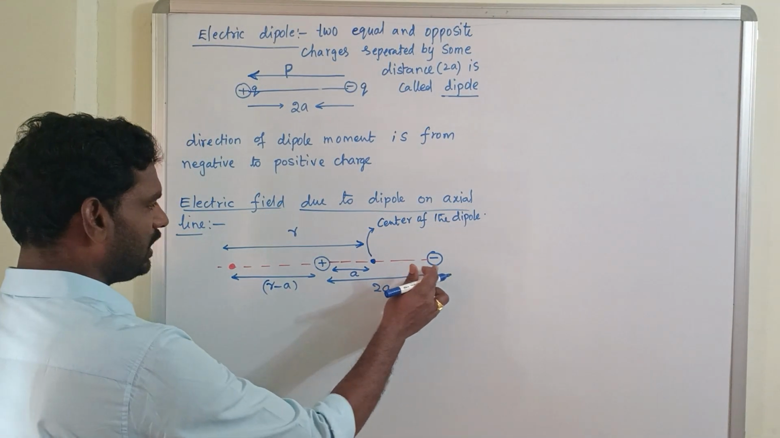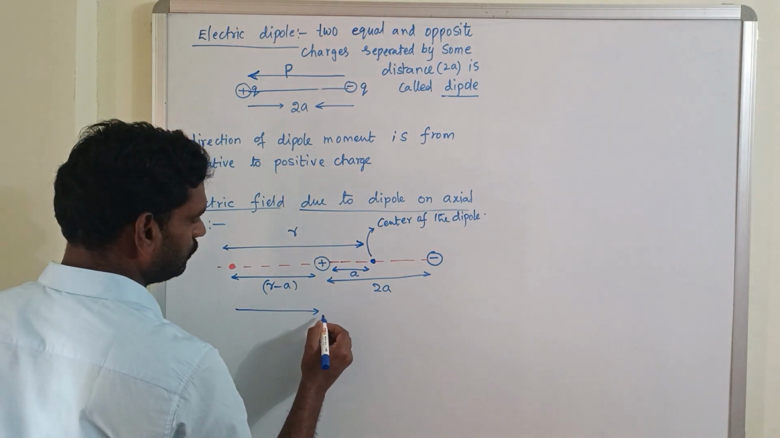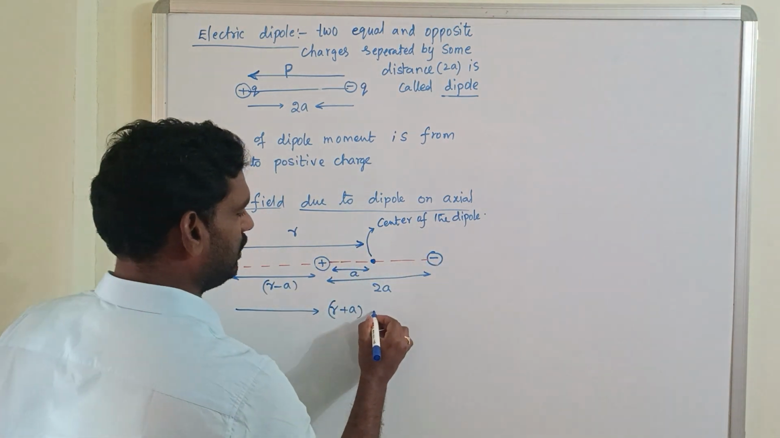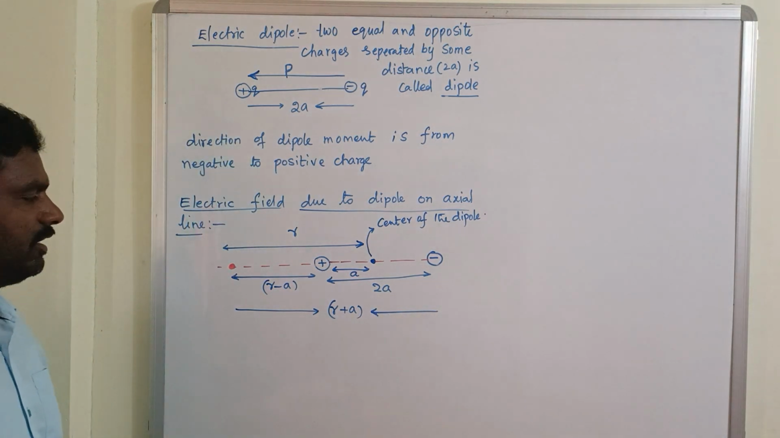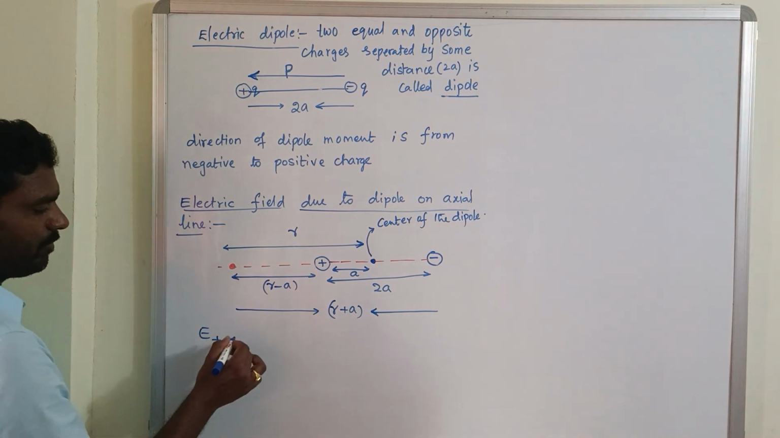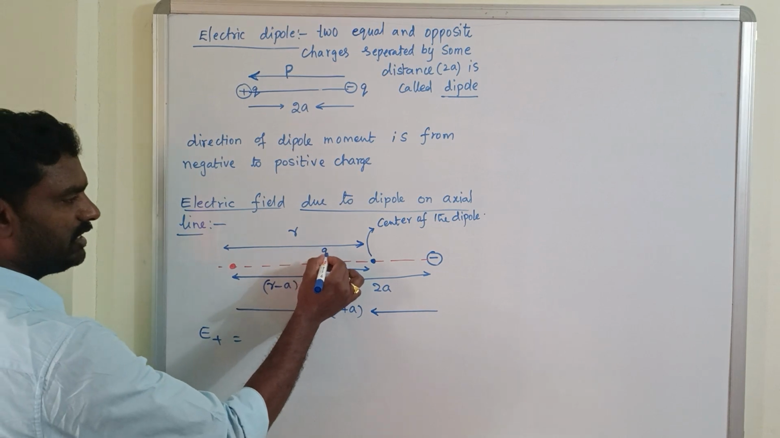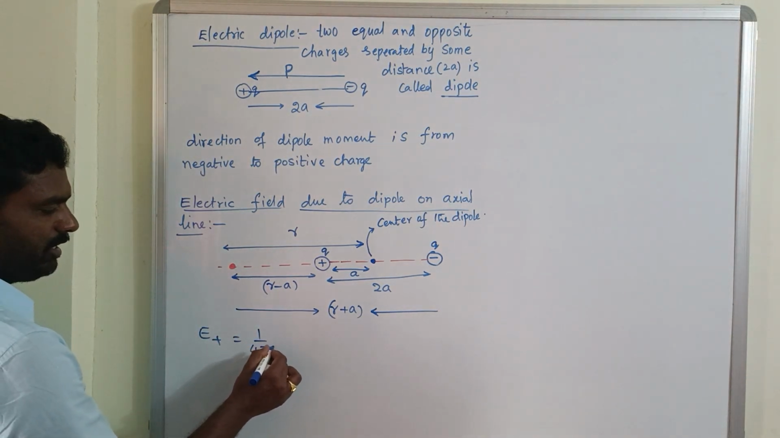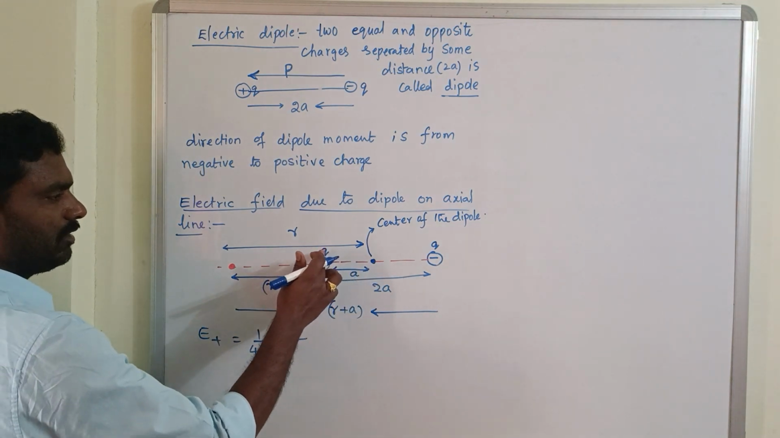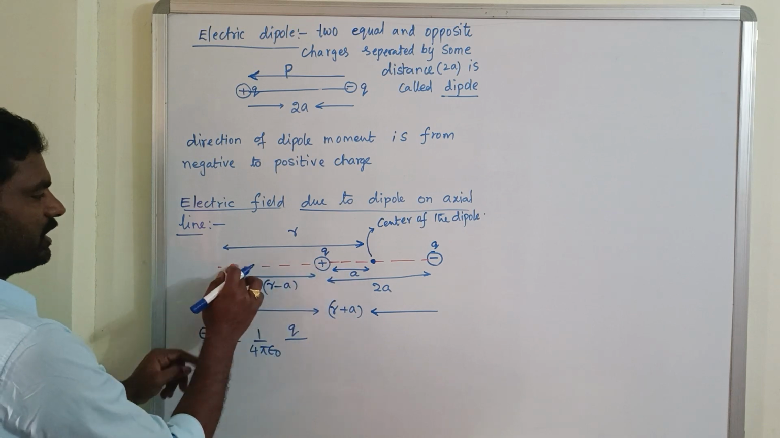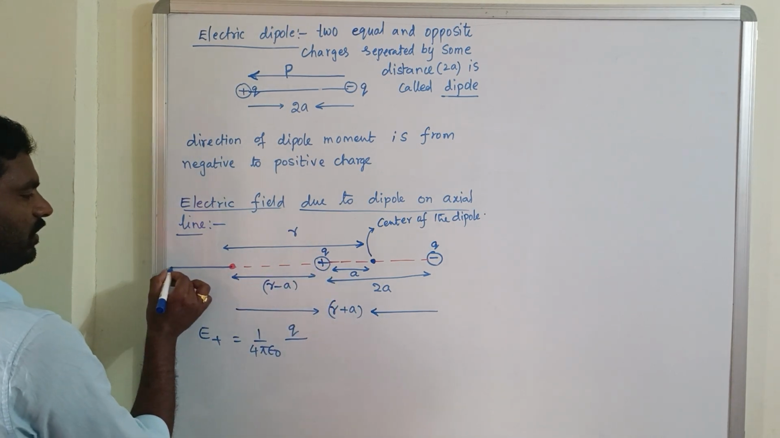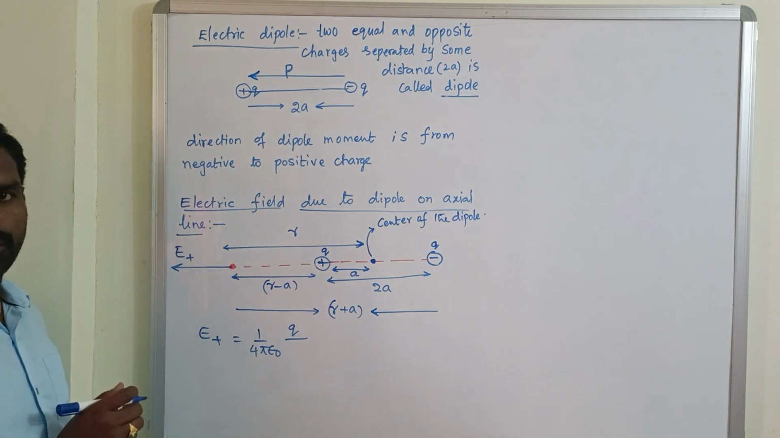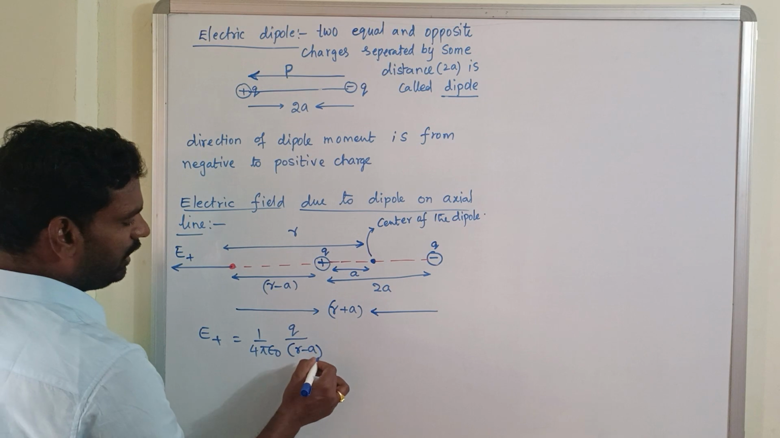Now, the distance from the negative charge to this point is R plus a. The distance from the center to the point is R and from the center to the negative charge is a. That's why I am taking it as R plus a. So, electric field due to positive charge: the charge is Q, and for the negative charge it is minus Q. The electric field due to positive charge is 1 by 4 pi epsilon naught Q by the square of the distance, which is R minus a. Since it is a positive charge, the field is directed away from the point. This is the electric field due to positive charge, Q by R minus a whole square.